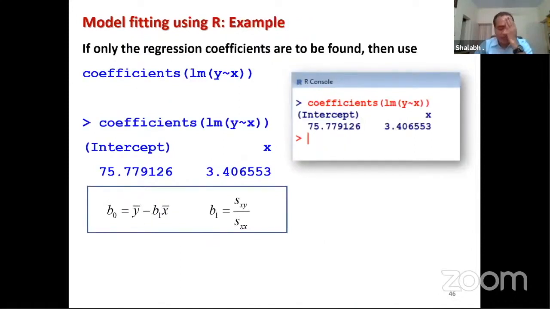Now, if you simply want to obtain the coefficients, in the R software there is a command. Simply write coefficients, and inside the parenthesis write lm(y ~ x). Here lm means linear model, y is the dependent variable, and x is the independent variable. You will get an outcome like the one you can see on this screen.